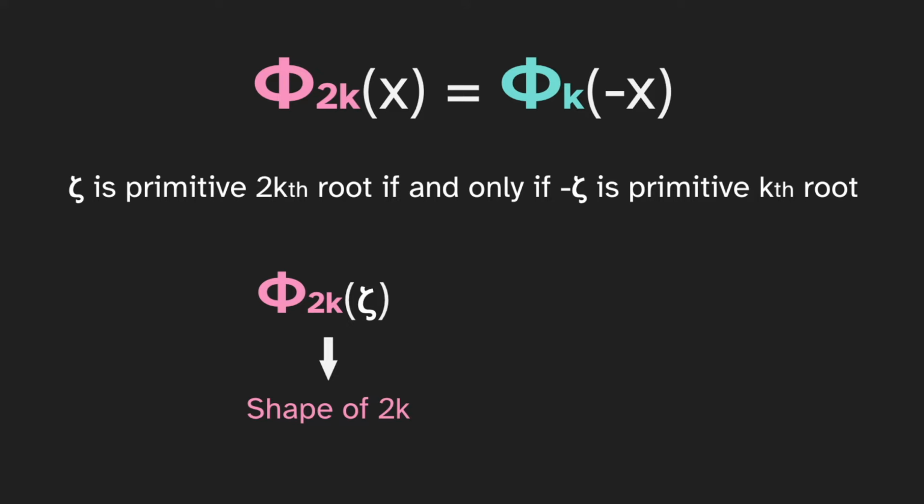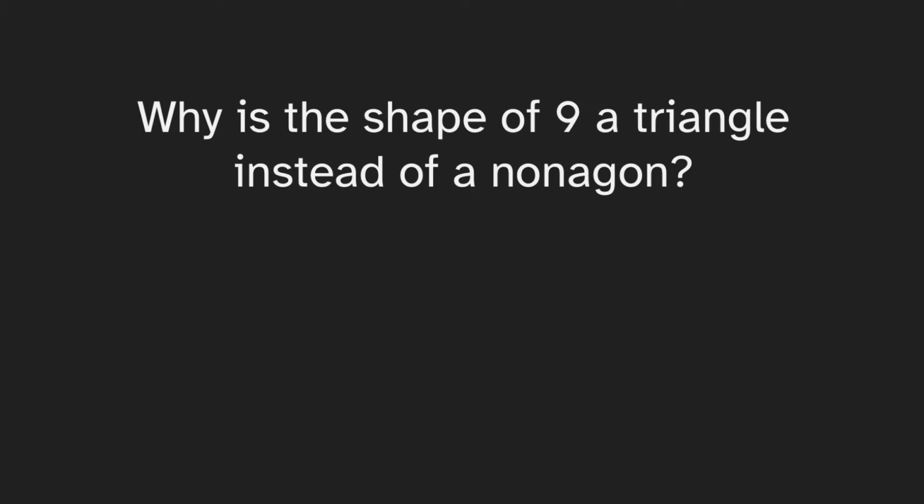So taking phi sub 2k of zeta is the method we defined to get the shape of 2k. But using the fact on top, that's the same as taking phi sub k of negative zeta. But by the second fact, negative zeta is a primitive kth root, which means this is also the method by which we get the shape of k. So these shapes are produced by the same method, so they must be the same. Okay, so that explains why the shape of 6 is a triangle, but why is the shape of 9 a triangle instead of a nonagon?